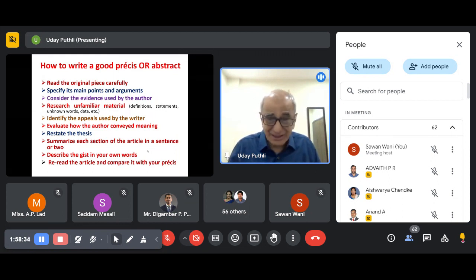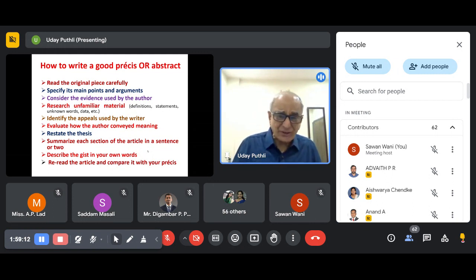The writer is making certain appeals to you. The writer is presenting his thesis to you. Identify what it is. And when he has presented the thesis and how he has proved it is a different matter. But look at what exactly he wants to say and why he is saying it. Evaluate the author, how the author has conveyed the meaning, that is, the justification that he has given to his thesis. Restate the thesis, go back to the original, and then start analyzing all of it again.